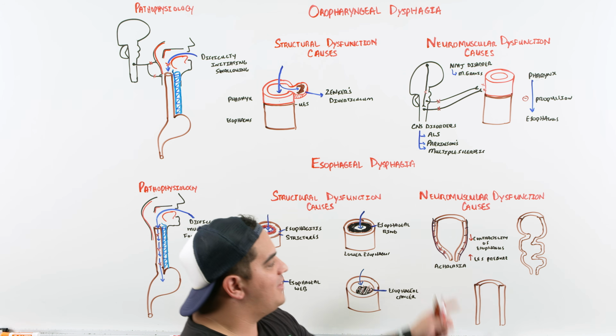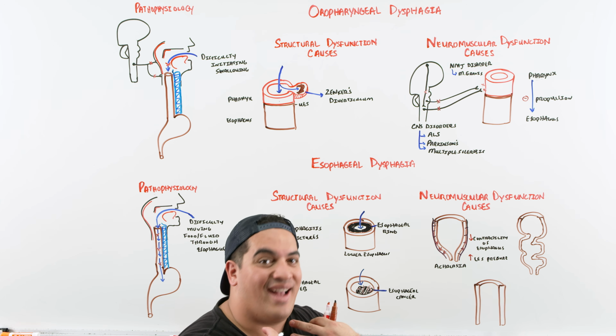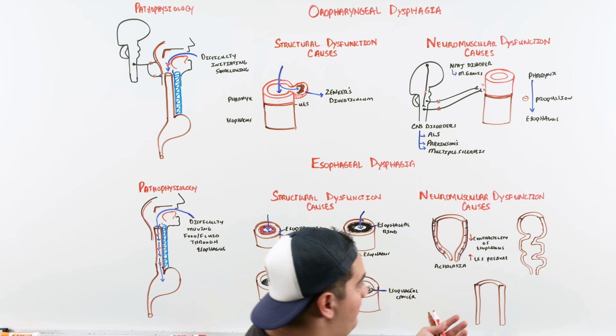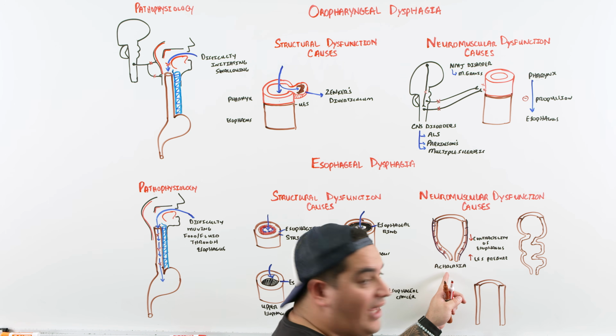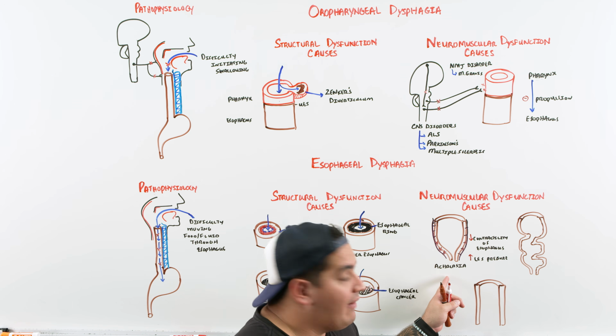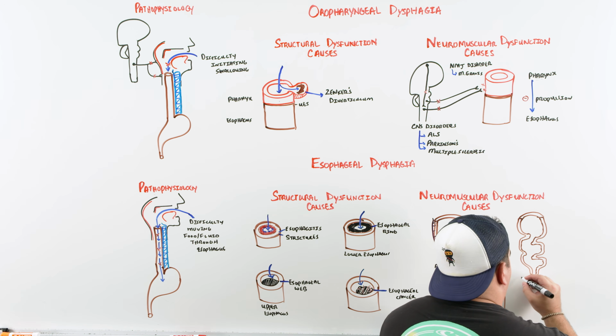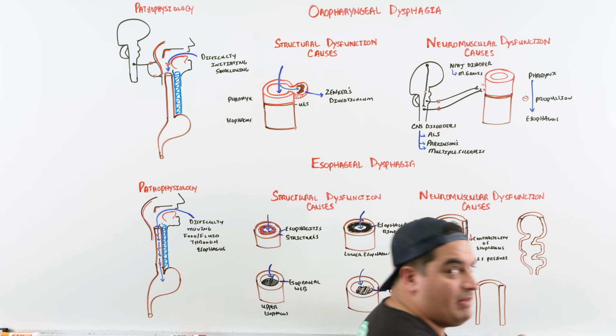And oftentimes, when you look at this under imaging, it shows that classic bird's beak type of appearance. That's one really big thing. So achalasia could be one. These patients will have dysphagia. The other one, though, usually causes an intense chest pain.